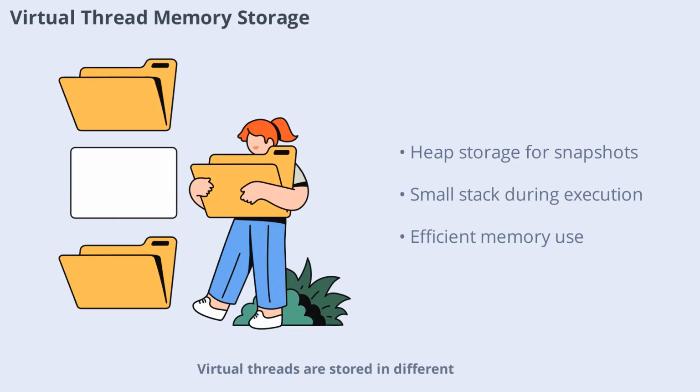Virtual threads are stored in different memory locations depending on their state. When unmounted, their stack snapshots are stored in heap memory as Java objects. The thread object and associated metadata also reside in the heap. During execution, the virtual thread's active stack frames use the carrier thread stack, which is typically much smaller than platform threads. This dynamic memory management is key to their efficiency.